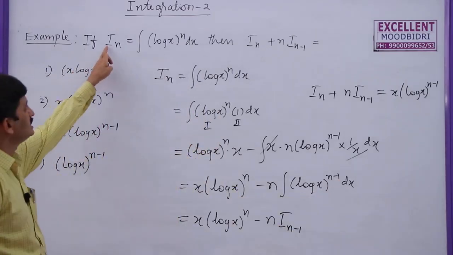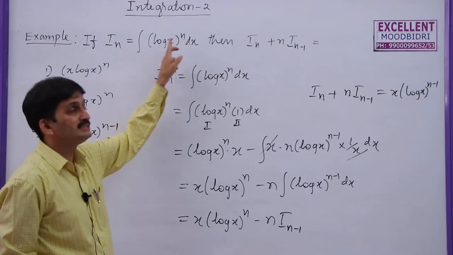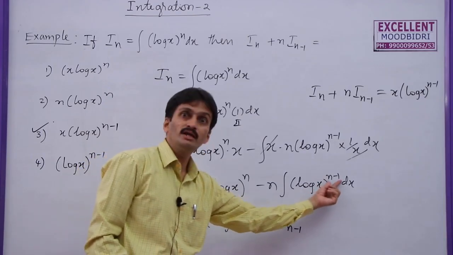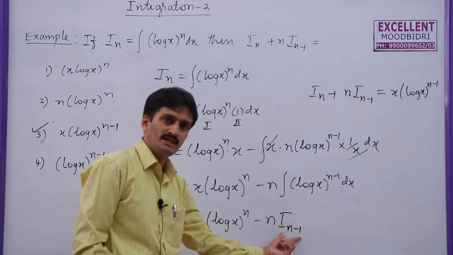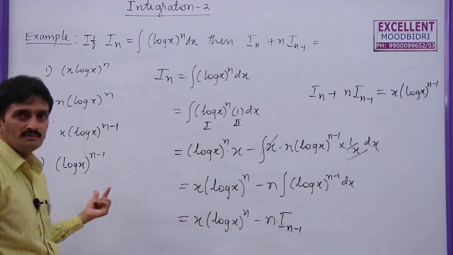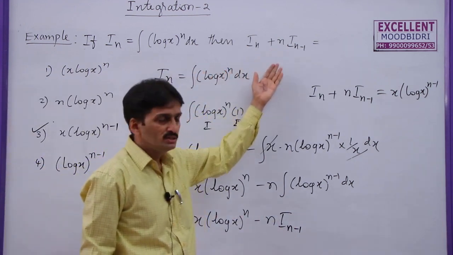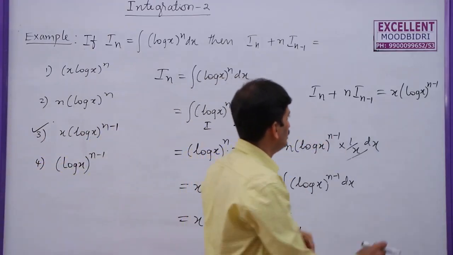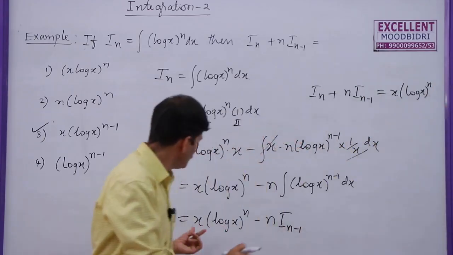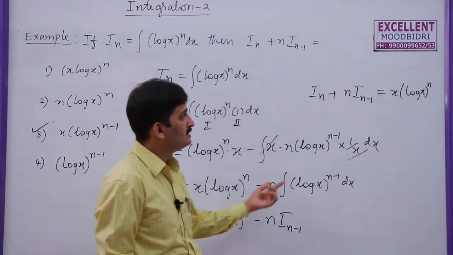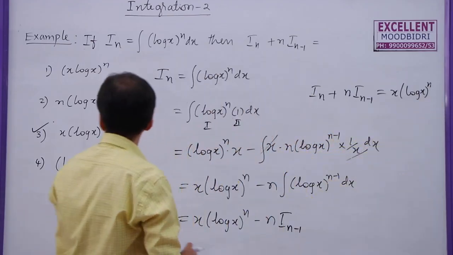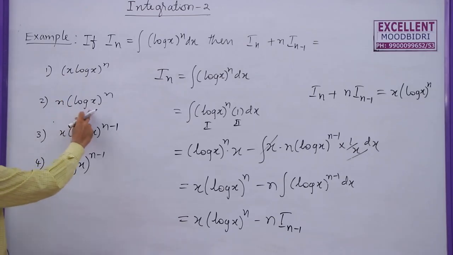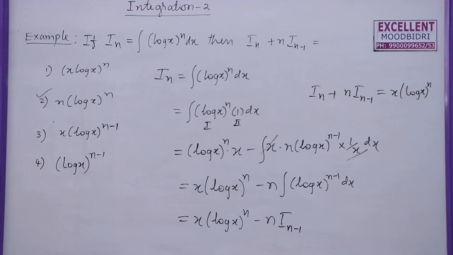Now see, I n equal to integral of log x power n means this suffix n should be equal to power n. But what here you have is log x power n minus 1, that means it should be I n minus 1. Now shift this side because that is what you want to find. So when you shift this to the left hand side, what do you get? I n plus n into I n minus 1 equal to x into log x whole power n. So what is the answer? X into log x power n. So answer is second option.